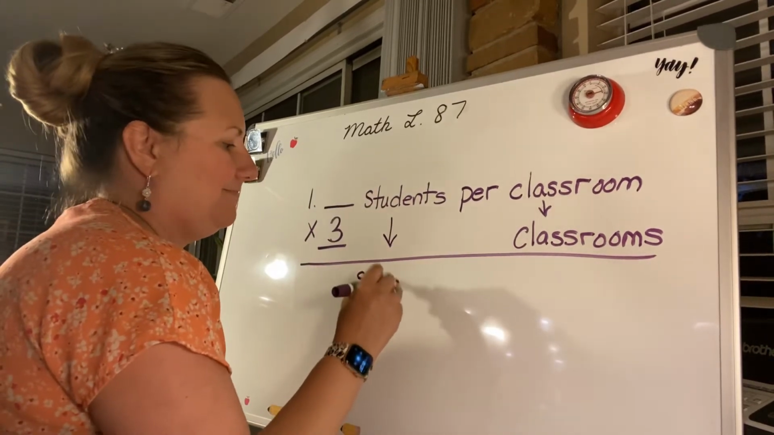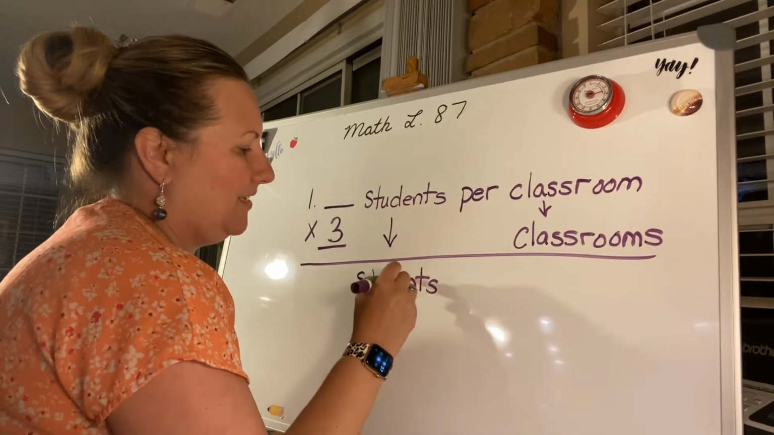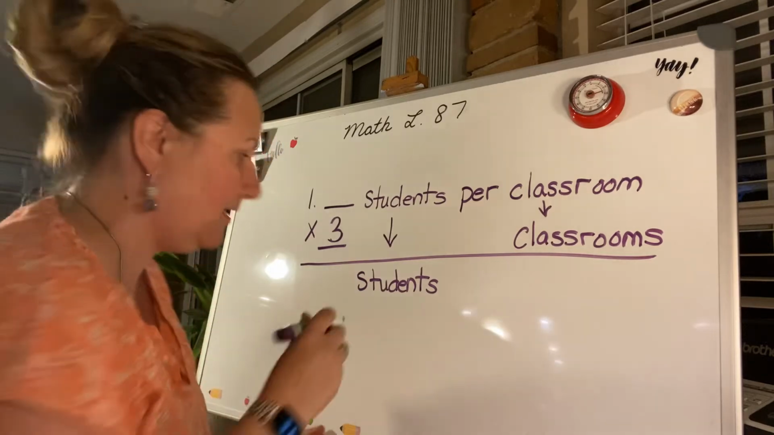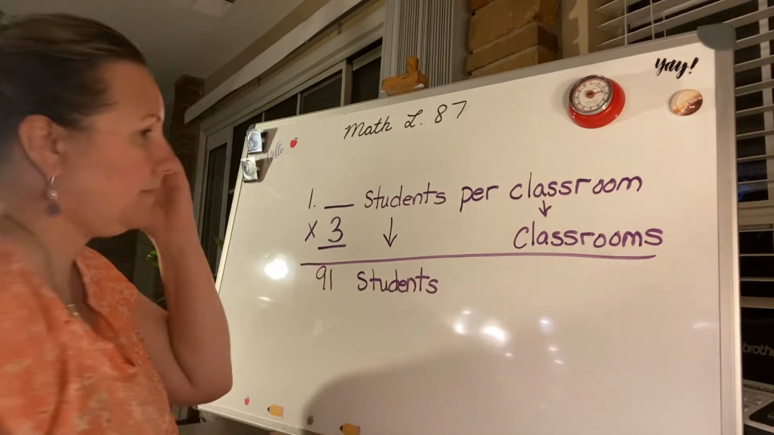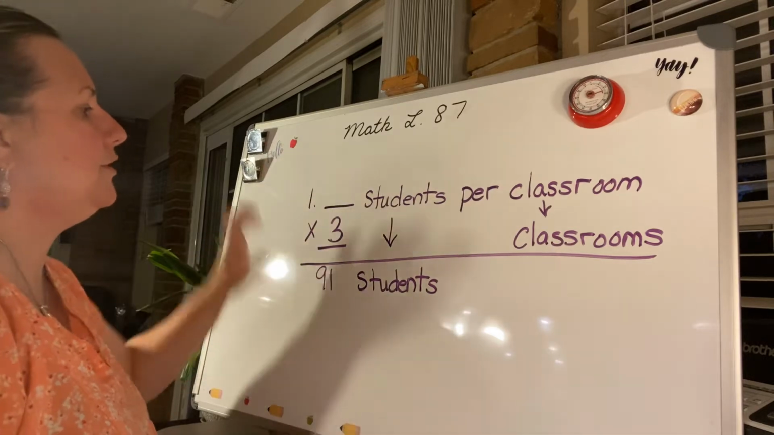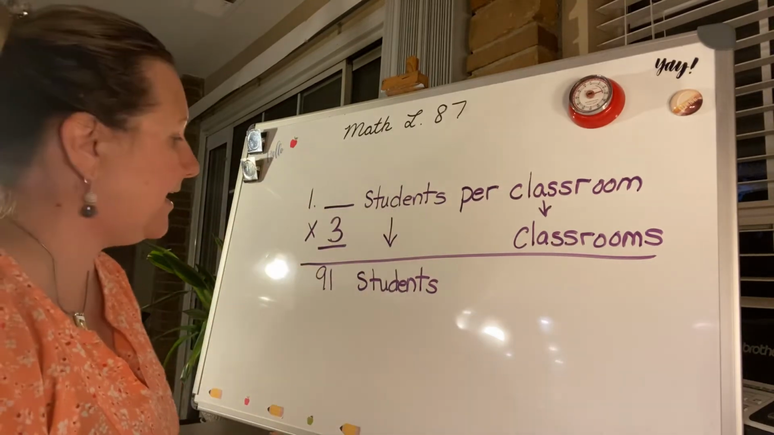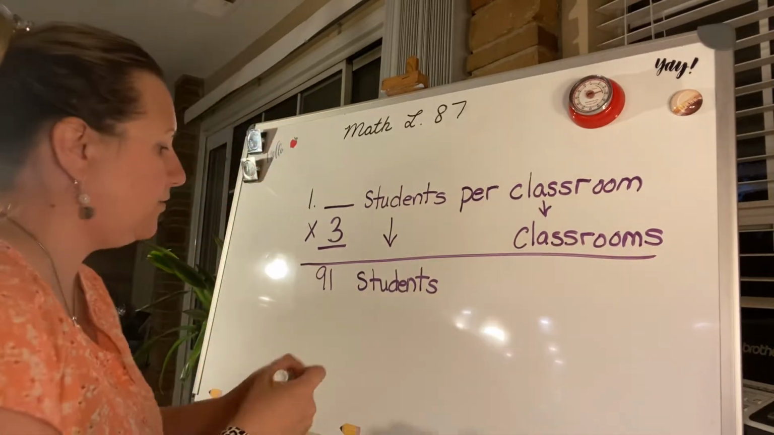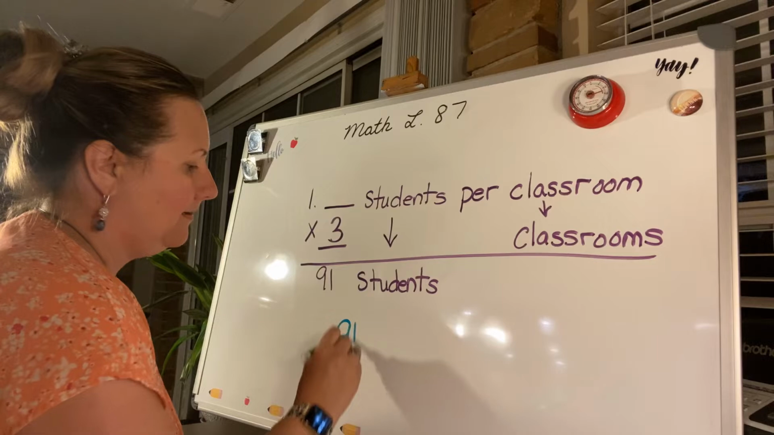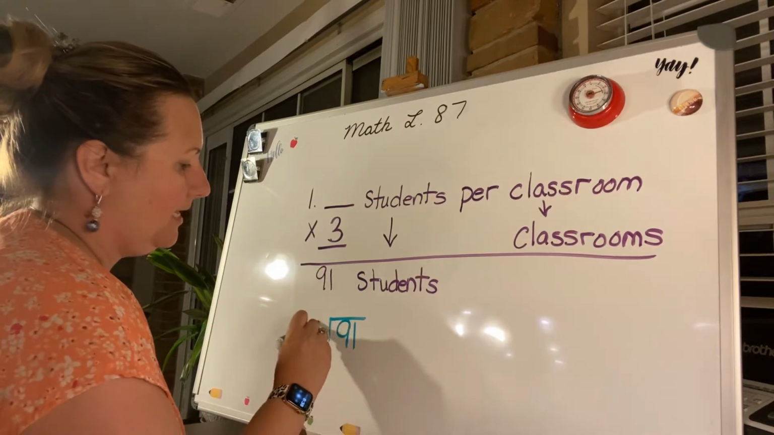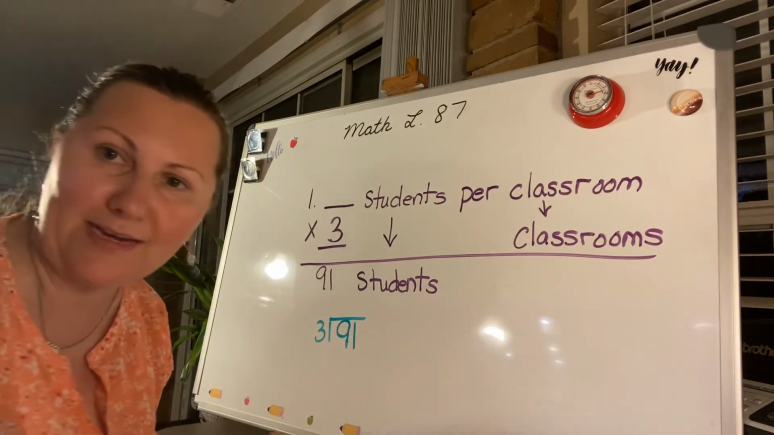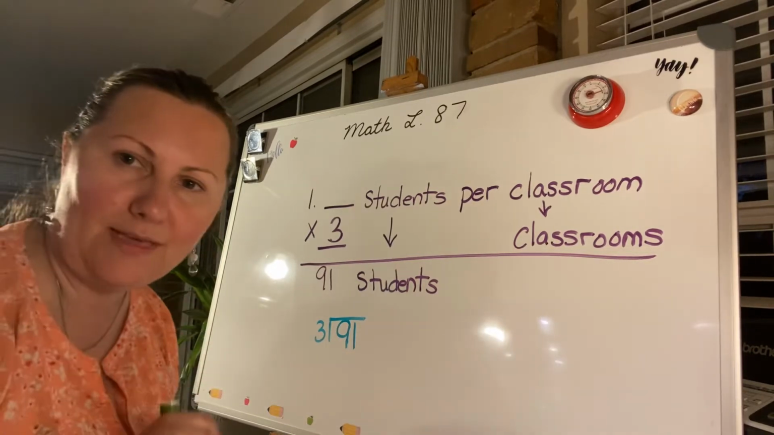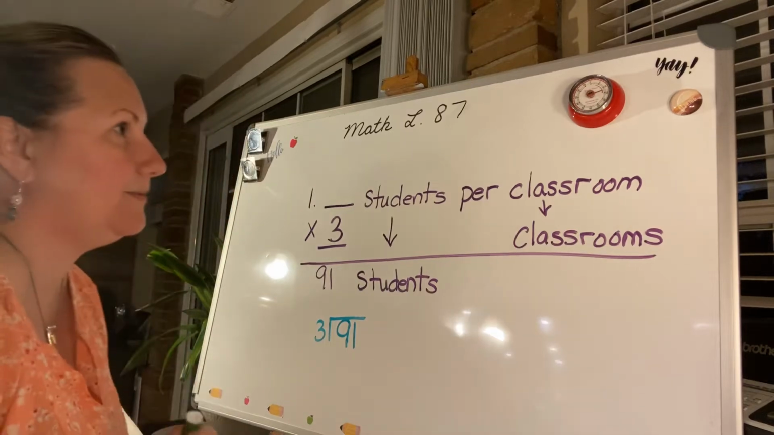Well, you probably think I'm being silly since you know very well that we were told there are 91 students total. And so there's some number times 3 that will give us 91. We don't know what that number is exactly, so we are going to divide. 91 divided by 3. Now, if it was 90 divided by 3, we would know that's 30, but not that easy. Remember, these are problems that should have remainders, okay?